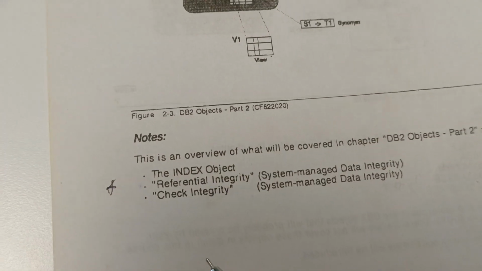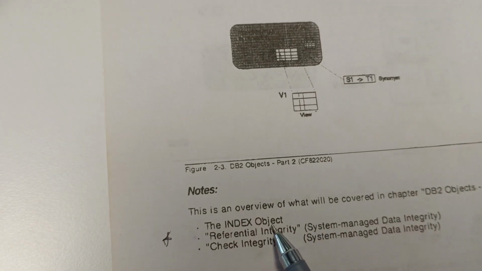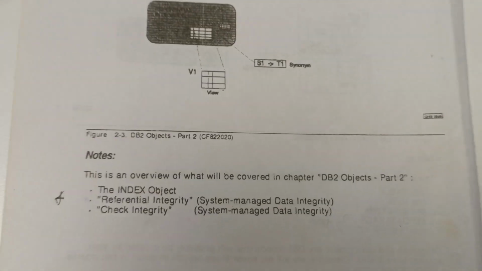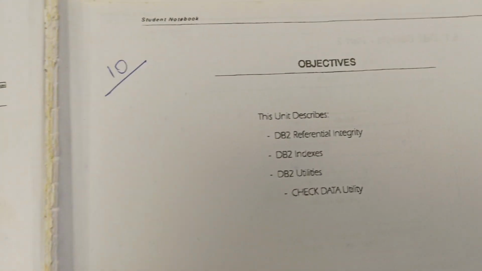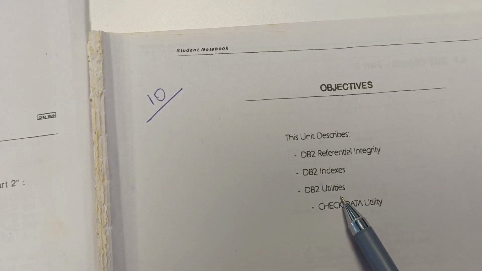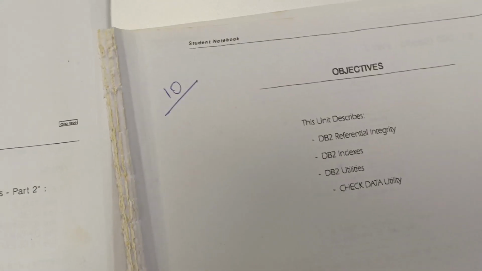In this DB2 objects part two chapter, we will learn how to create the index object, and the referential integrity and check integrity concepts. These are referential integrity and DB2 indexes, and in this chapter, the DB2 utility CHECK DATA utility concept.